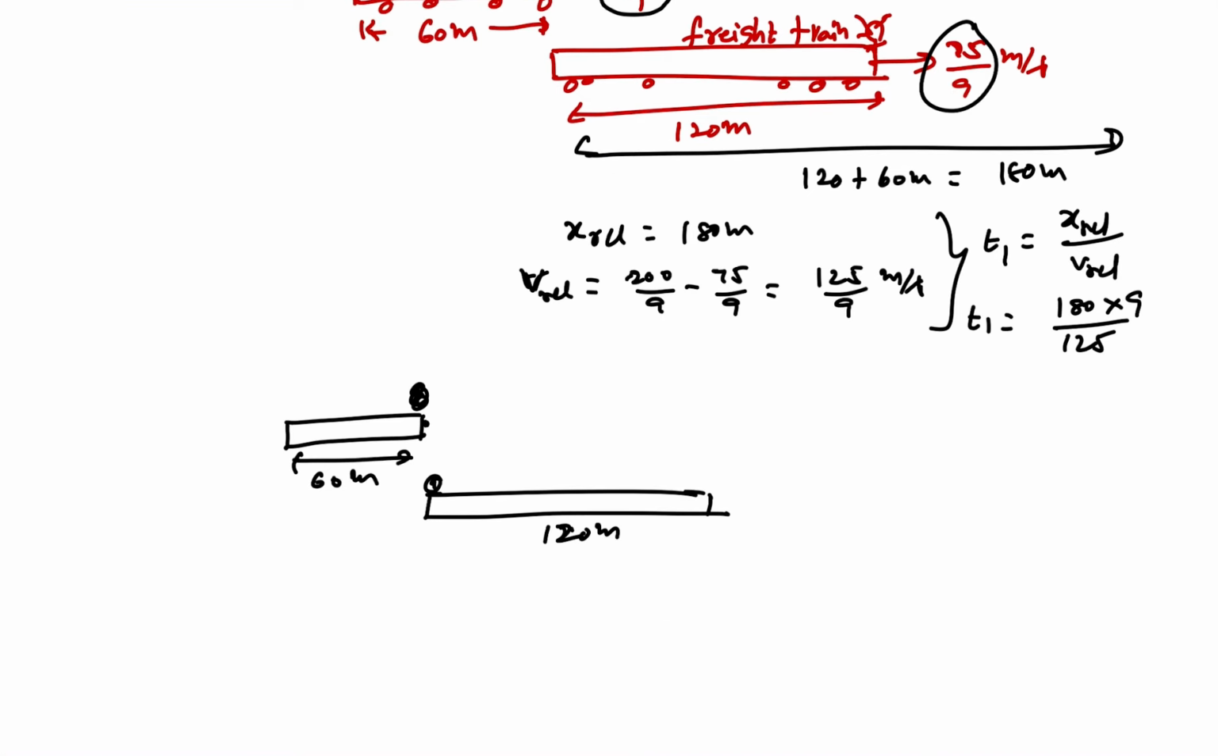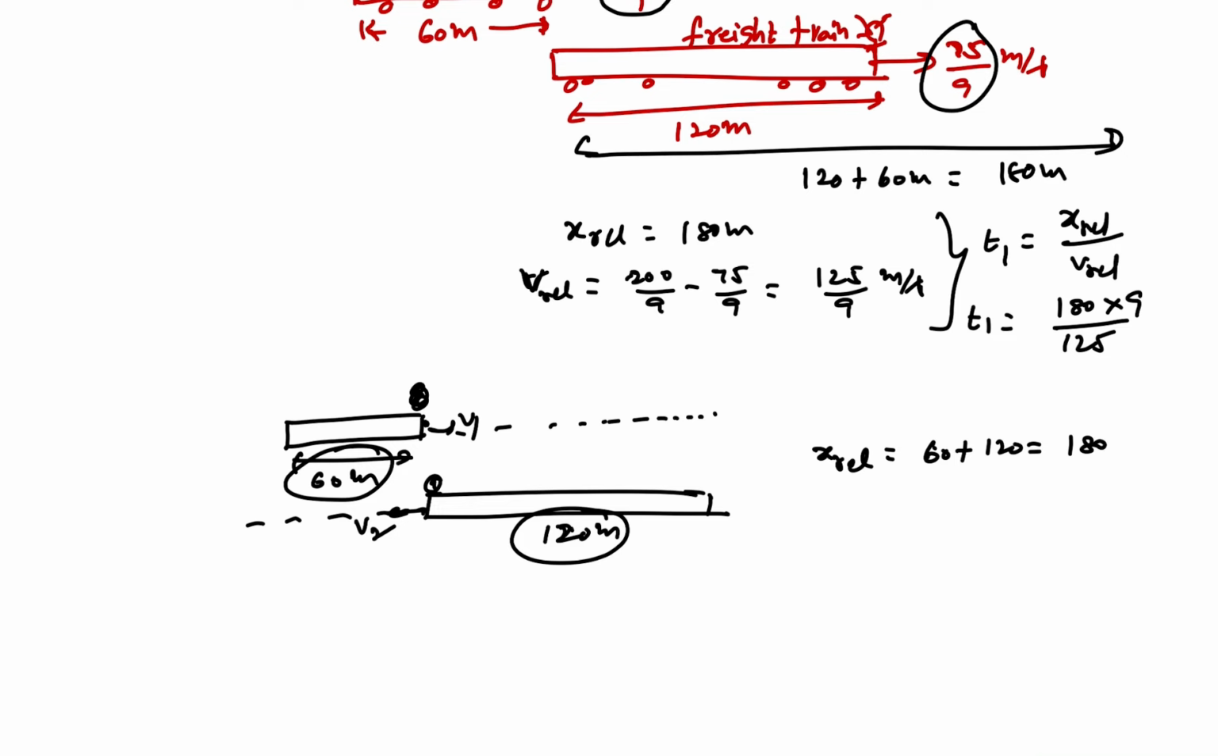Now to cross this, both trains are moving with speeds V1 and V2. When it crosses, one moves to the left side and the passenger train moves to the right side. Whenever it is crossing, the total length covered is 180 meters only. So you can write it as 60 plus 120, that is equal to 180 meters.